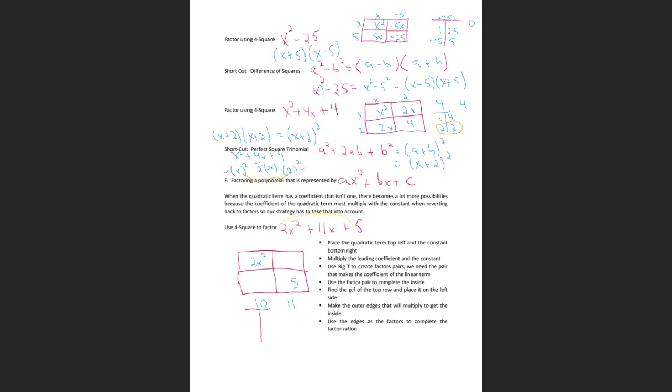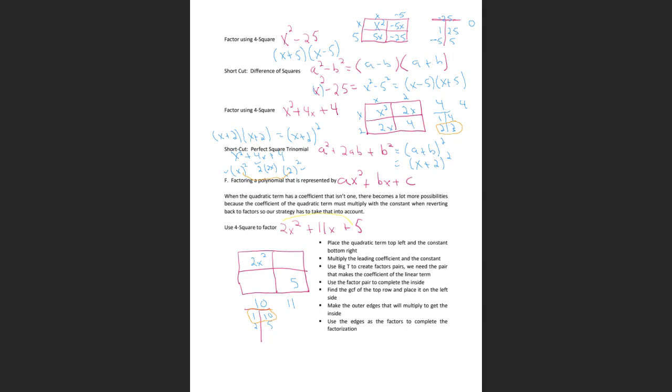So this strategy is very similar, except now we're going to use the factors of 10 that are going to give me this 11. So we have 1 and 10, and 2 and 5. Which one is going to give me this 11? It's going to be this 1 and 10. So 1 and 10 are going to be my little factor pair that we deal with.